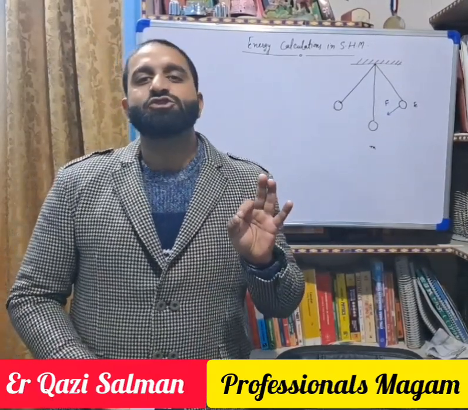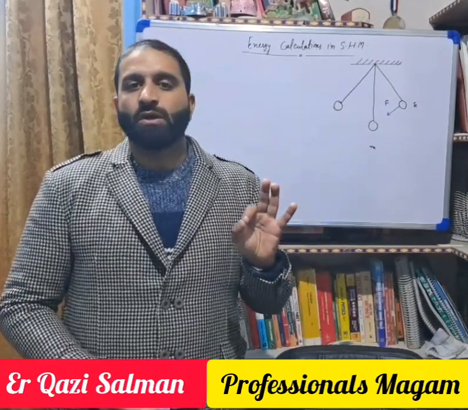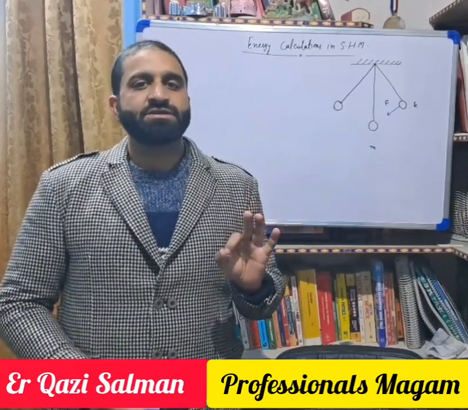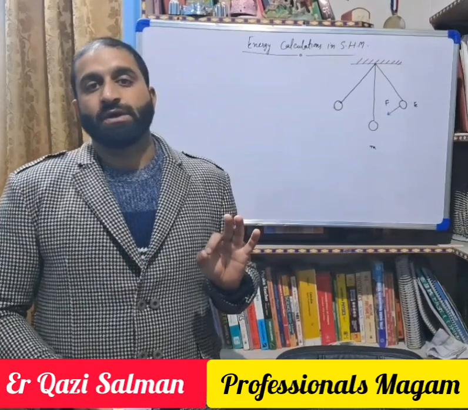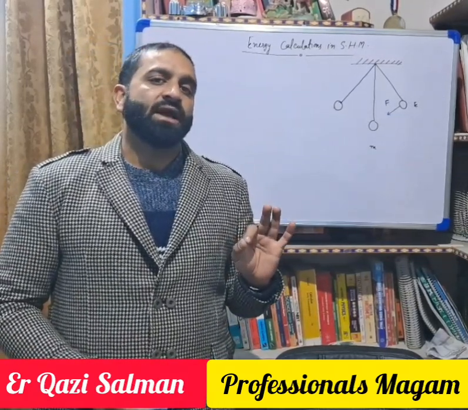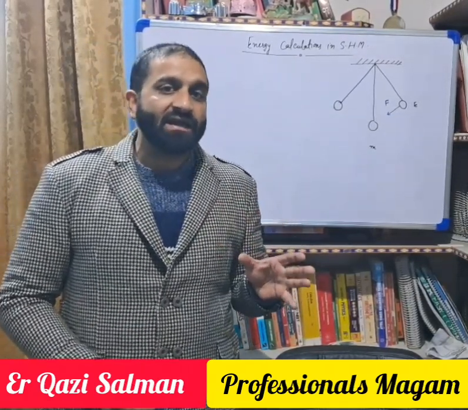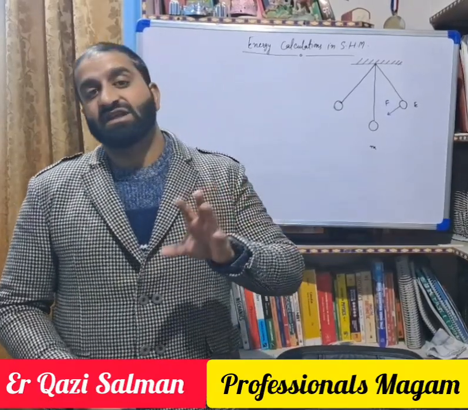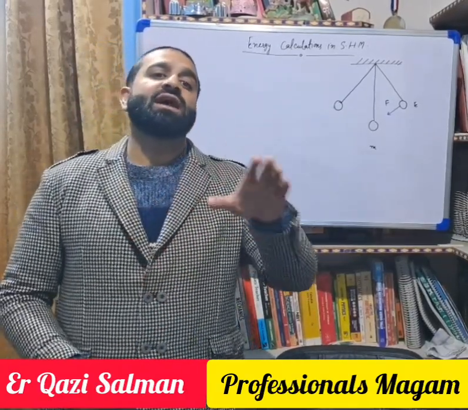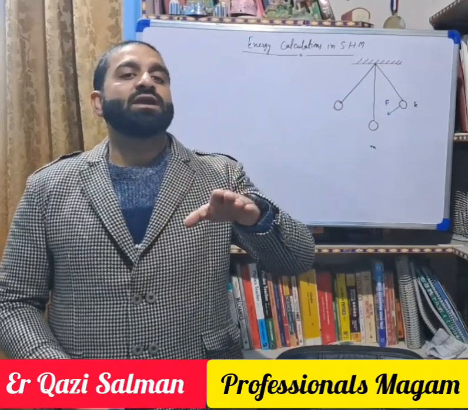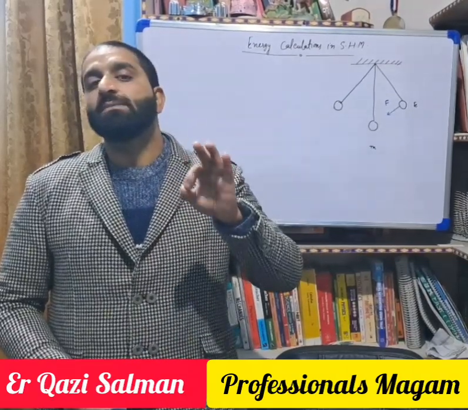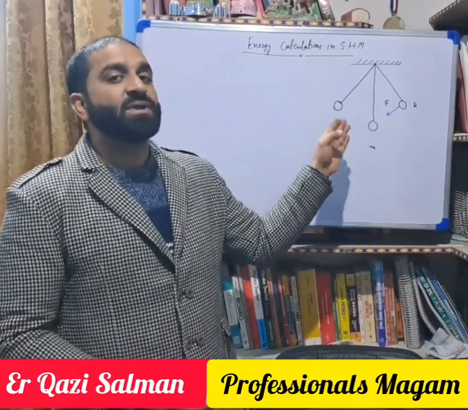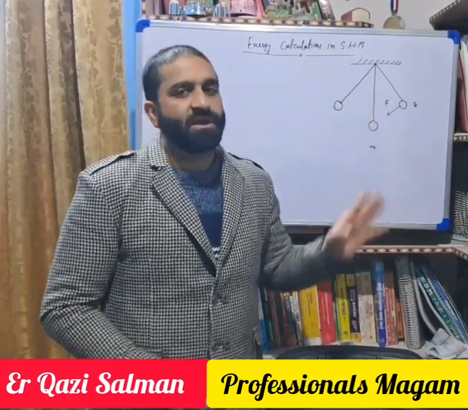That total energy should be conserved. It should not fail the law of conservation of energy. That means the energy at any point should be the same. At some point, it may be kinetic. At some point, it may be wholly and solely potential. At some point, it may be the sum of potential and kinetic energy. But that sum of potential and kinetic energy should be the same everywhere, may it be at the mean, at the extreme, or in between the extreme and mean position.